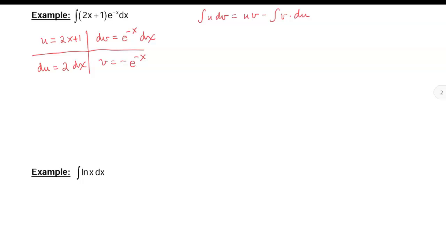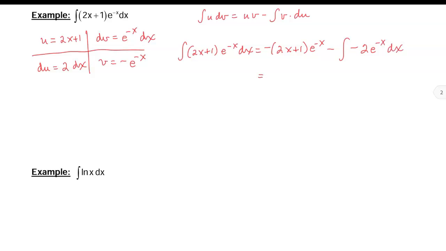So that's our formula. Setting up our work, the integral of 2x plus 1 times e to the negative x is u times v. So that is 2x plus 1, that's u. V is negative e to the negative x. So I'm going to put the negative out in front, e to the negative x, minus the integral of v du. So v is negative e to the negative x, and du is 2 dx. So I'm going to have negative 2 e to the negative x dx behind the integral symbol.